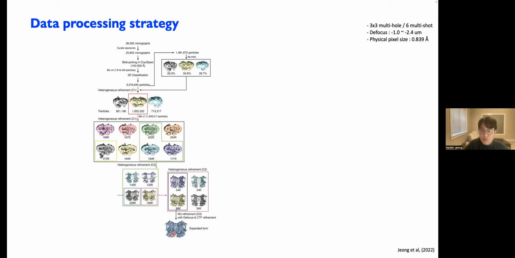So yeah, we call this model the expanded form, and the same strategies were applied to the other conformation, and we called it the contracted form.